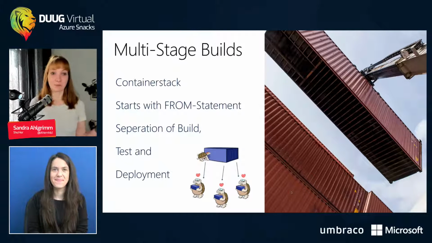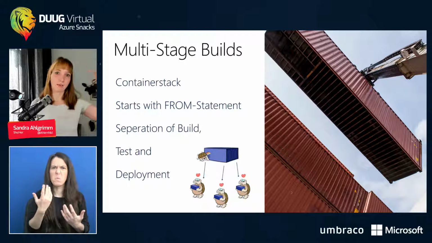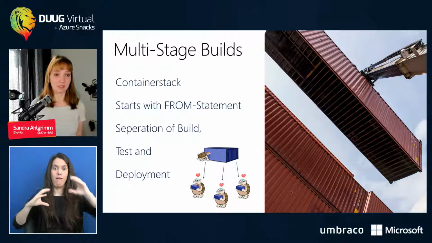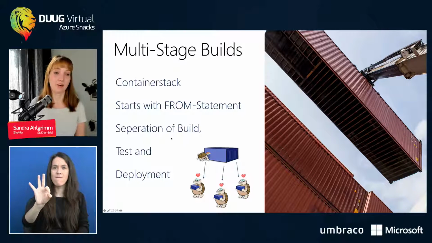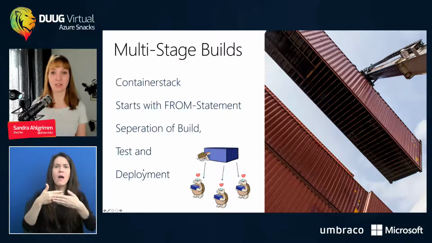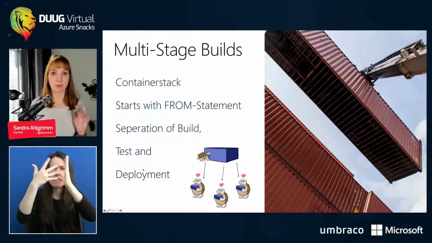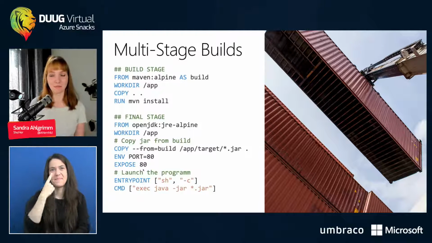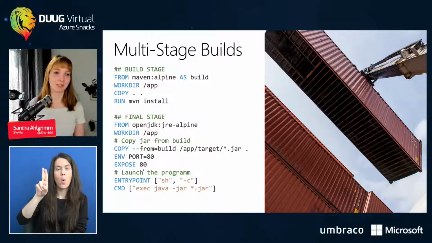So for multi-stage builds, what do they mean? You have a container stack, so there are multiple containers on top of each other. Each container will start with a FROM statement. And they are also perfect to have a separation of build, test, and deployment. So you have a build container, a testing container, and a deployment one. Let's see how that looks. Here's a Maven example, but the one for Umbraco is also a multi-stage build, so we can have a look at this one as well.